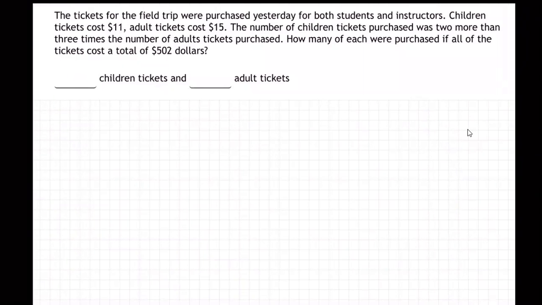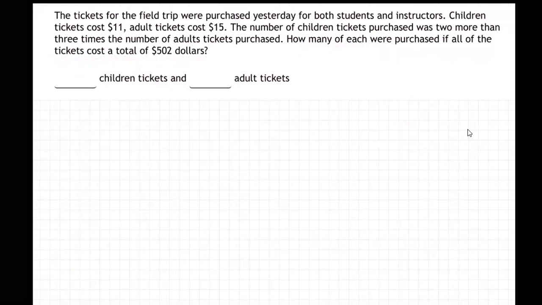Okay, so on this word problem, the tickets for the field trip were purchased yesterday for both students and instructors. So some classroom is going on a field trip. Well, probably several classes. It says instructors, several classes, and their students. The children tickets cost $11. The adult tickets cost $15. The number of children tickets purchased was two more than three times the number of adult tickets purchased. How many of each were purchased if all of the tickets cost a total of $502?